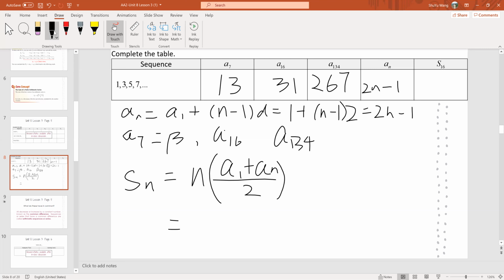Well, in this case, let's plug in the first term with 1. Okay, and a sub n, we know that it is 2n minus 1. And this times n. Okay, so if you simplify this expression, it equals n squared.